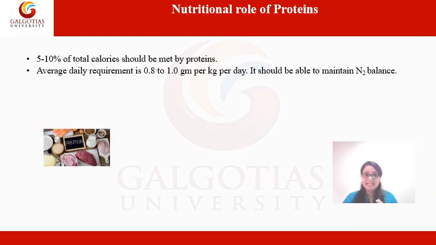Proceeding on, let's look at the nutritional role of proteins. Now 5 to 10% of total calories should be met by proteins. As we all know, proteins are the building blocks of our body, help in building up of muscles and maintaining their shape, size and power. Average daily requirement is 0.8 to 1 gram per kg per day. It should be able to maintain the nitrogen balance in our body.